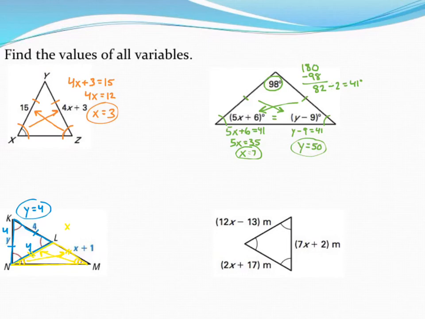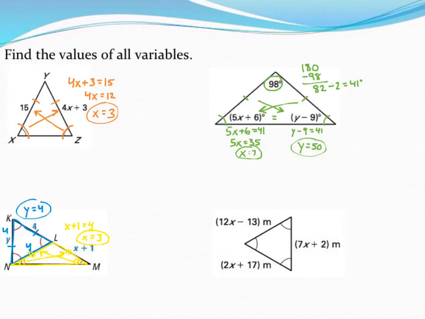One of them is labeled x plus 1. But it's got to be equal to the side we already know is 4 from that equilateral triangle. So subtracting 1 from both sides, I find out that x is 3. So there's an example dealing with equilateral, equiangular, and isosceles triangles all rolled up into one.